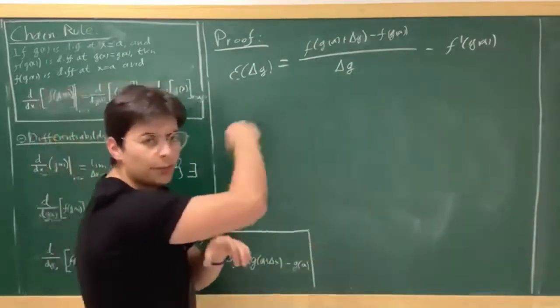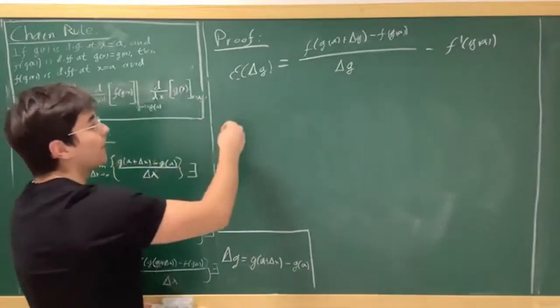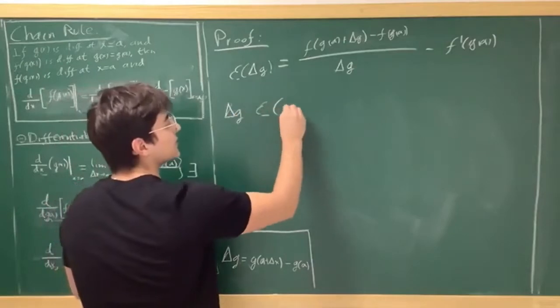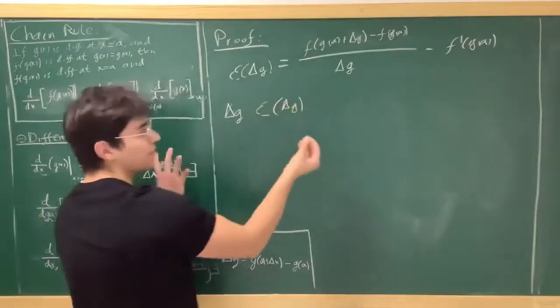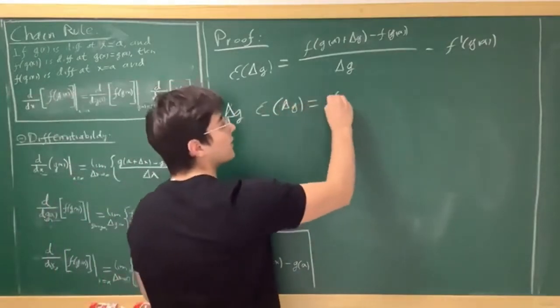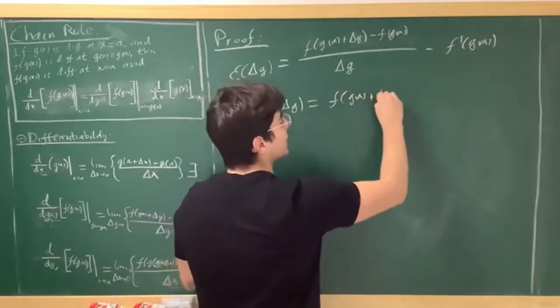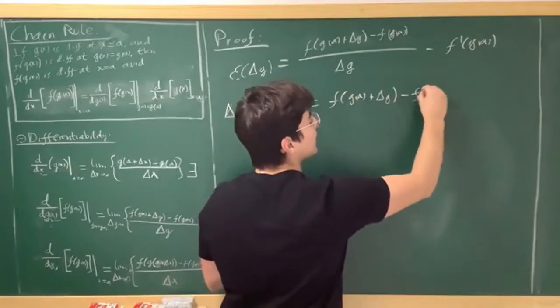Now, if we multiply everything by this increment in g, what we get is the increment in g times this error, this minus error, if you want to call it like that, f of g of a plus my increment in g minus f of g of a.